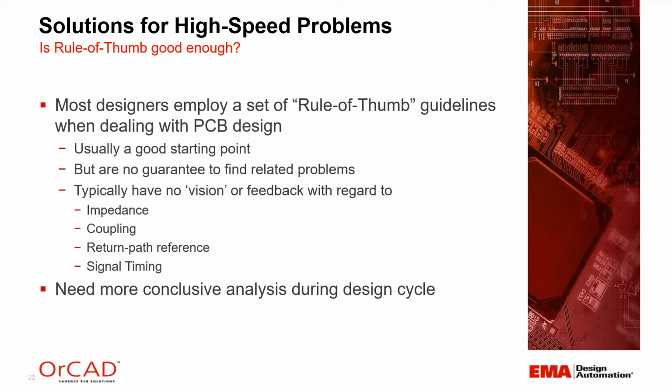And of course, signal timing. You've got to be able to know that once you're routing a particular signal, you're not distorting any relative propagation delays, and you need to make sure the overall propagation delay is within requirements. So you typically need a conclusive analysis system during the design cycle.